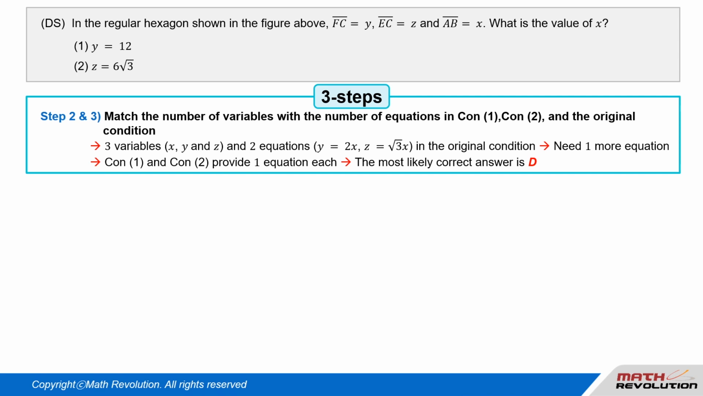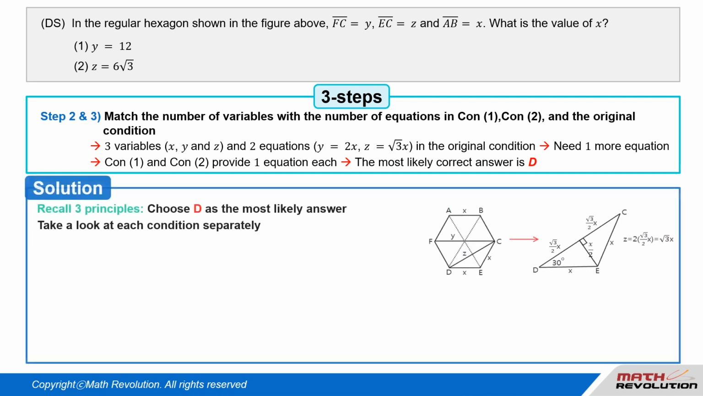This question seems very complex, but the word regular is the most important in the original condition. It is 99% likely that the correct answer would be D on the actual GMAT just because of that word. Recall 3 principles and choose D as the most likely answer. Therefore, let's take a look at each condition separately.